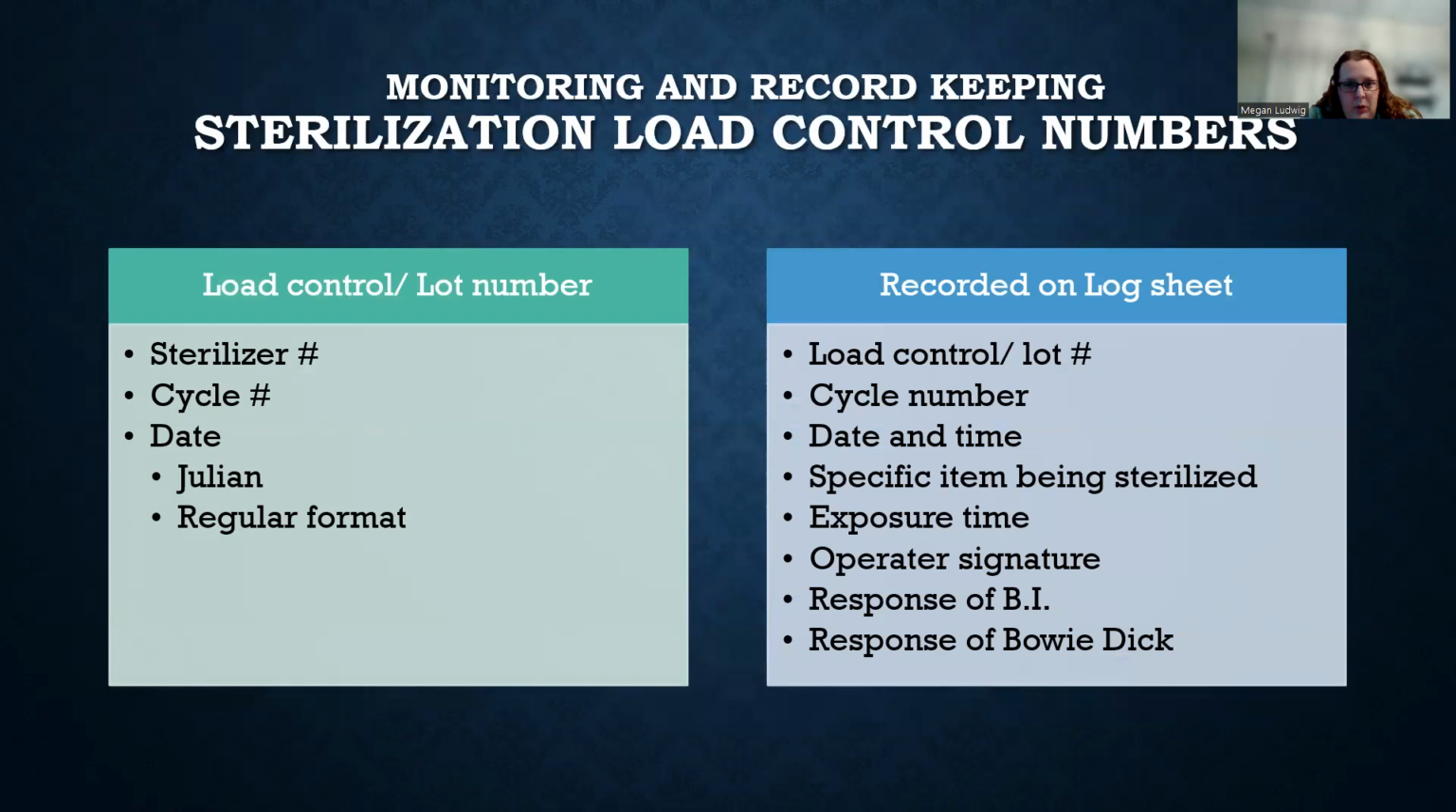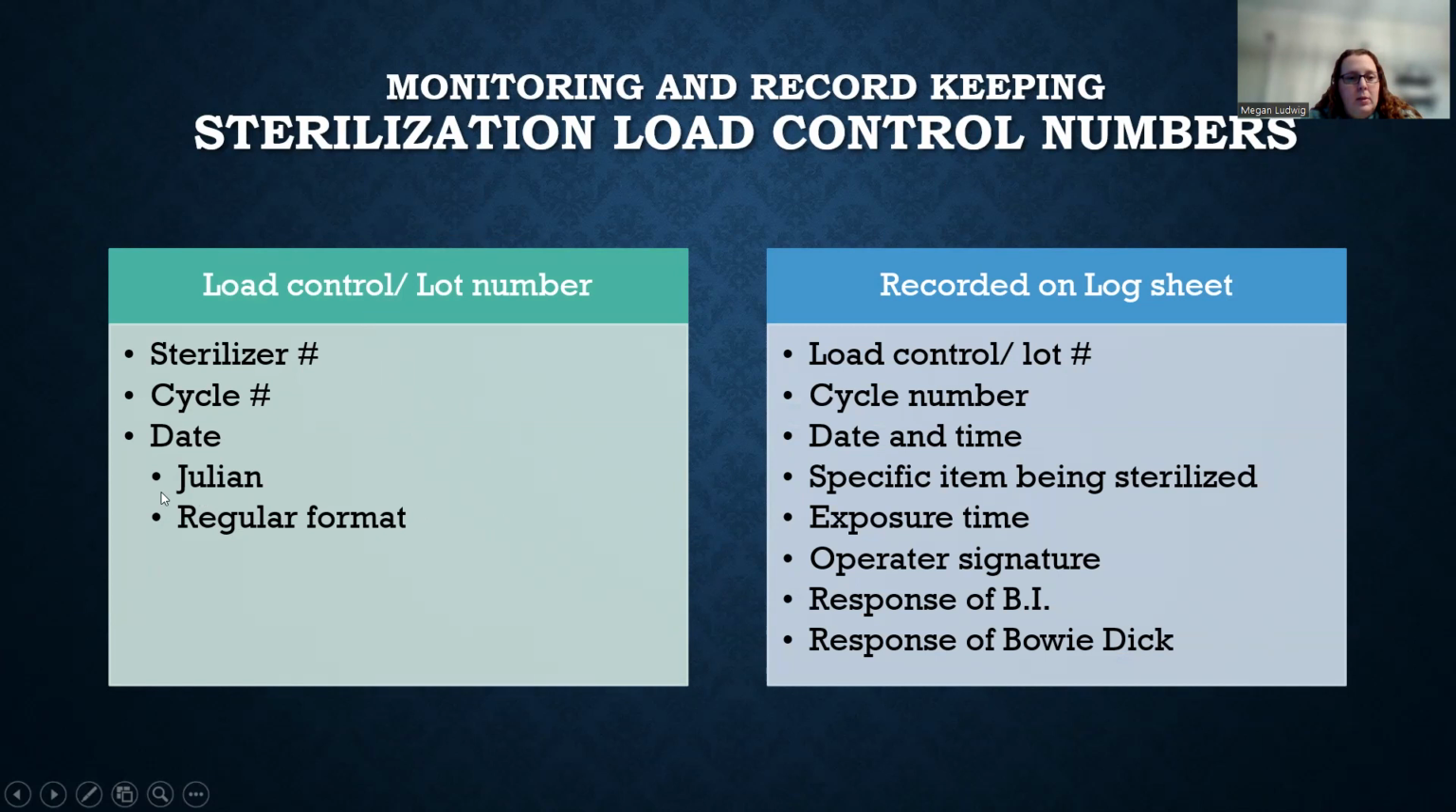Also with record keeping, you're going to make sure you list all of these things, okay? When we're talking about our load control and lot number, these are the things you're going to include. The specific sterilizer number. Maybe your facility is quite large and you have multiple sterilizers. Even if your facility is small and you only have one, you're probably still going to have it numbered, sterilizer number one, steam sterilizer number one, whatever it is. That has to be included so you can go back and reference that. The cycle number, which should be on your digital printout or on the screen that you'll have to reference.